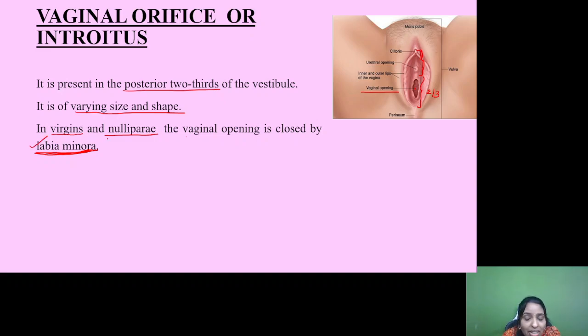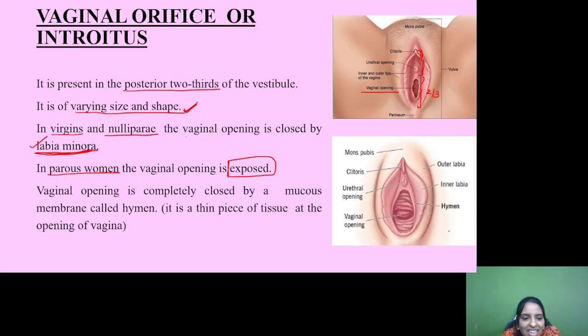Why I'm saying only the basic things is because first, basics are important. If you remember the basics well, then you can go high up to any level. So, labia minora. Next, I have said regarding the virgins and the nullipara here. In case of a parous woman, it is exposed and it is of different shape and size. For that only, it is of varying size and shape.